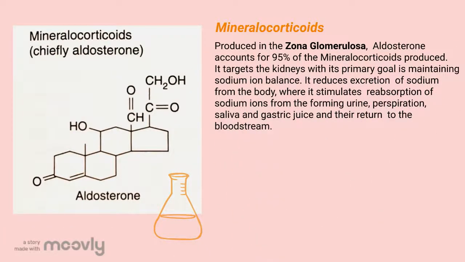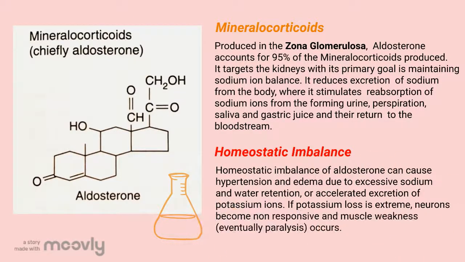Aldosterone accounts for 95% of the mineralocorticoids produced. It targets the kidneys with its primary goal maintaining sodium-ion balance. It reduces the excretion of sodium from the body, where it stimulates reabsorption of sodium ions from the forming urine and their return to the bloodstream. Homeostatic imbalance of aldosterone can cause hypertension and edema due to excessive sodium and water retention, or accelerated excretion of potassium ions. If potassium loss is extreme, neurons become non-responsive and muscle weakness occurs.